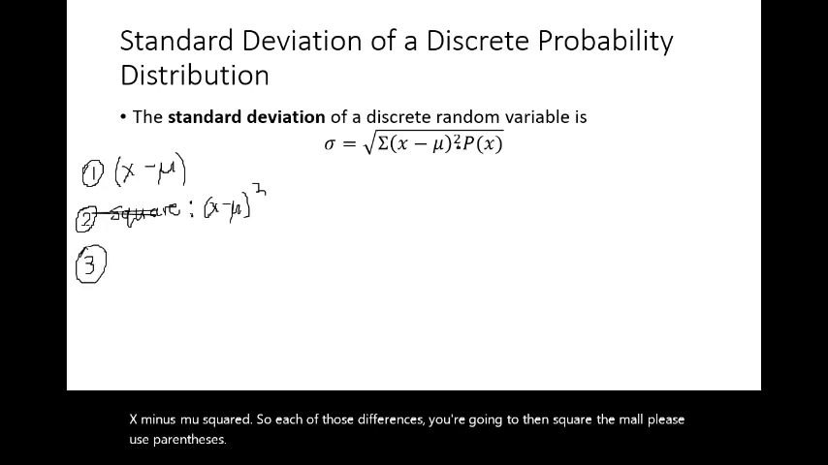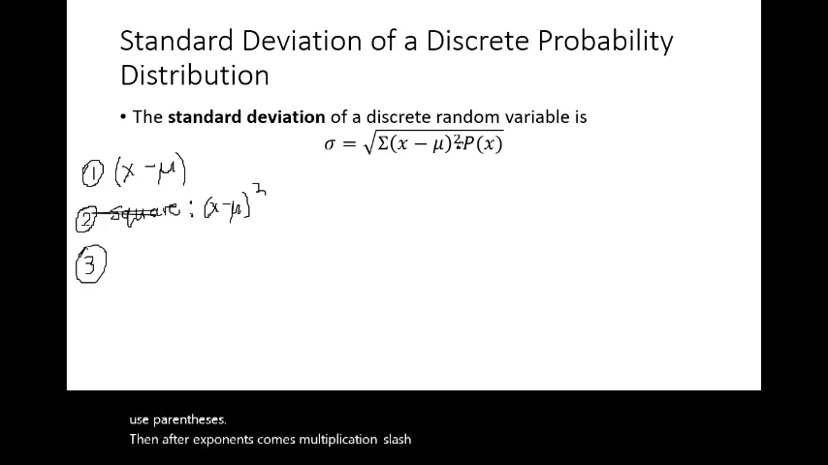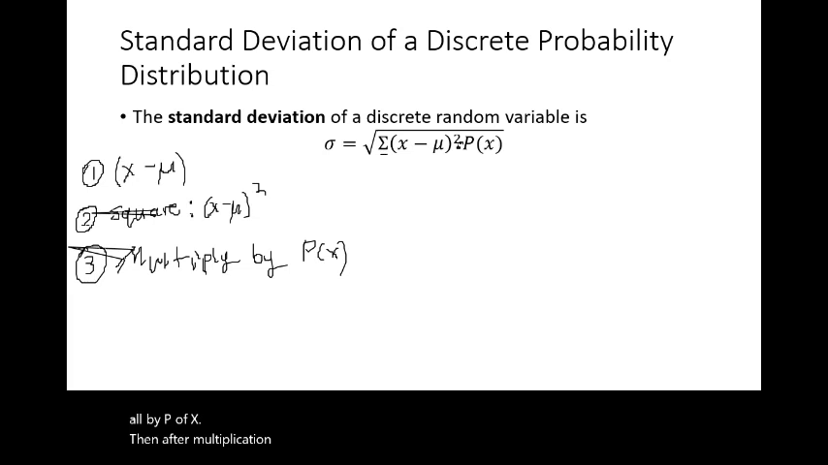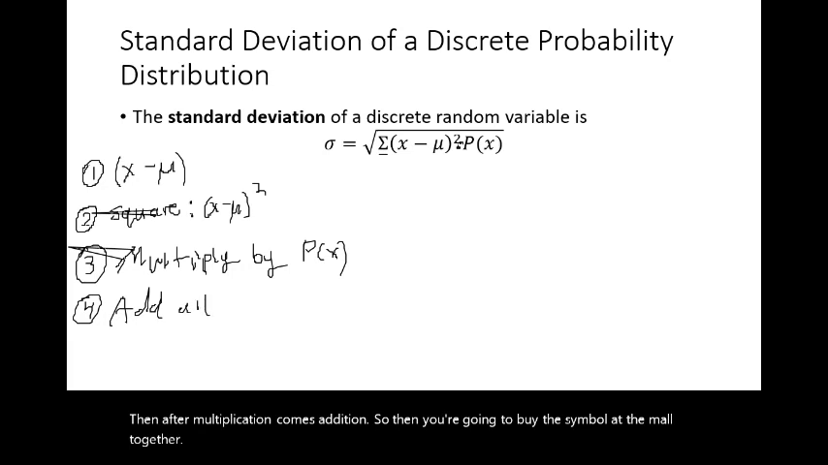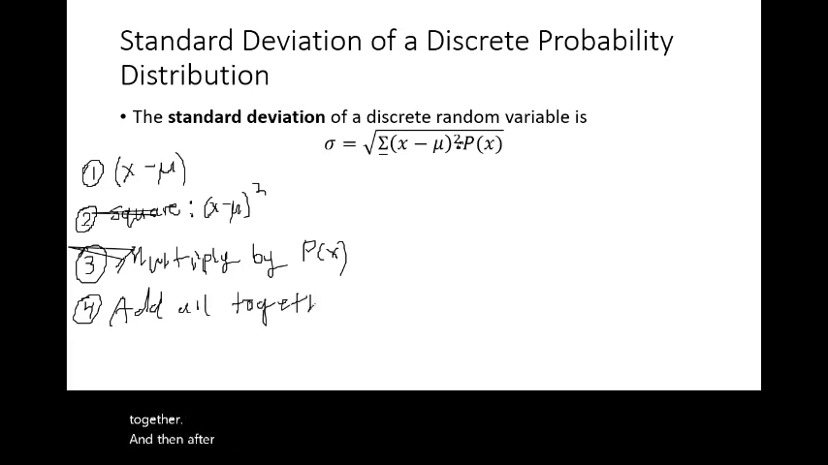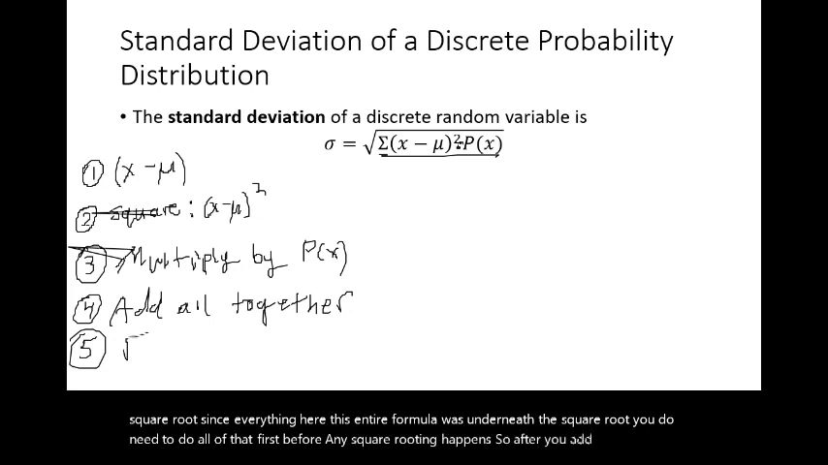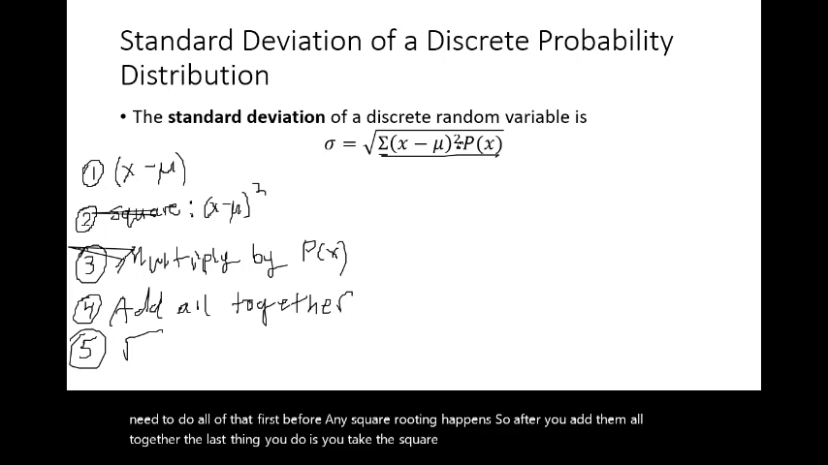Then, after exponents comes multiplication and division. So next, you're going to multiply them all by p of x. Then after multiplication comes addition. So then you're going to, by this symbol, add them all together. And then after you do the adding, the last thing that you should do is take the square root. Since this entire formula was underneath the square root, you do need to do all of that first before any square rooting happens. So after you add them all together, the last thing you do is take the square root, and that will be it.